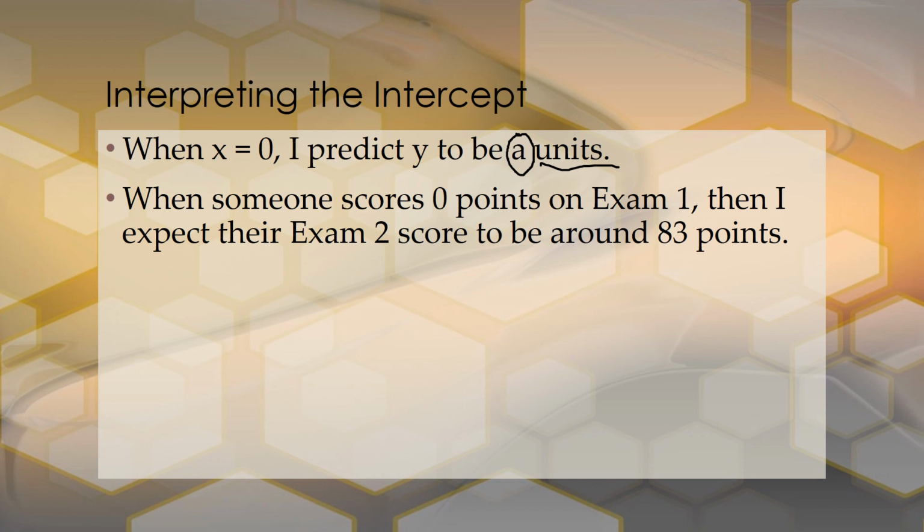So again, when someone scores 0 points on exam 1, then I expect their exam 2 score to be around 83 points. But again, maybe knowing what someone's exam 2 score would be if they had a 0 on exam 1 might not be very helpful to you. And so you might want to consider centering, which is the next video. But you don't have to center. If 0 is meaningful, then you probably don't want to center. But in this case, it's not. So we probably want to center, which will be explained in the next video.